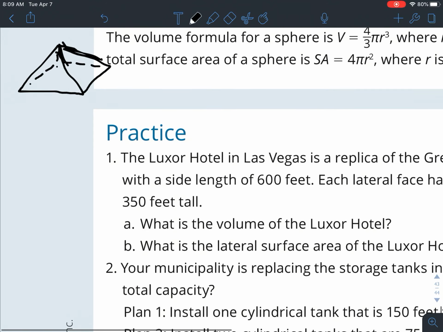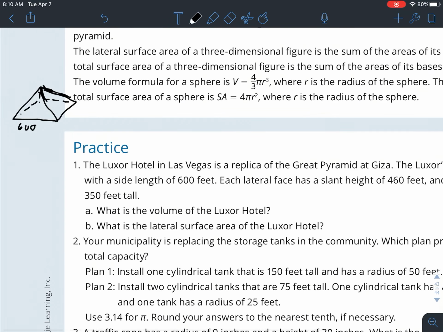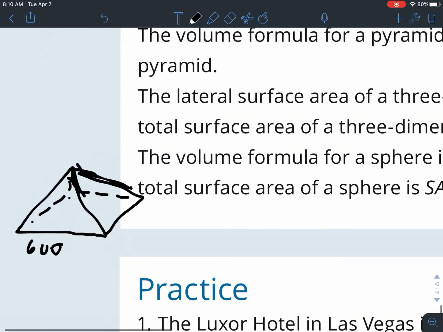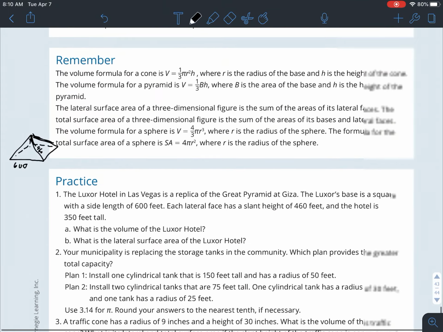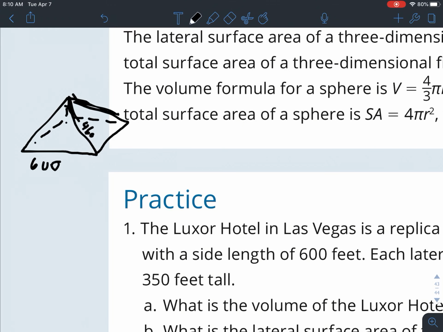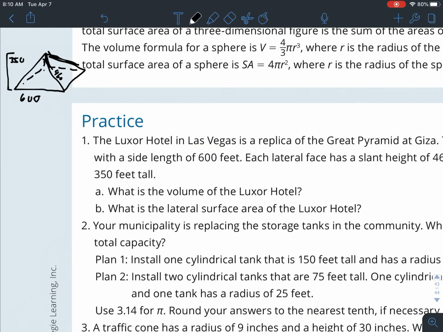Okay, so it says that with a side length of 600 feet, each lateral face has a slant height of 460. So this here is 460. And the height, the hotel is 350 feet tall. So this height is 350 feet. Okay. What is the volume of the Luxor Hotel?